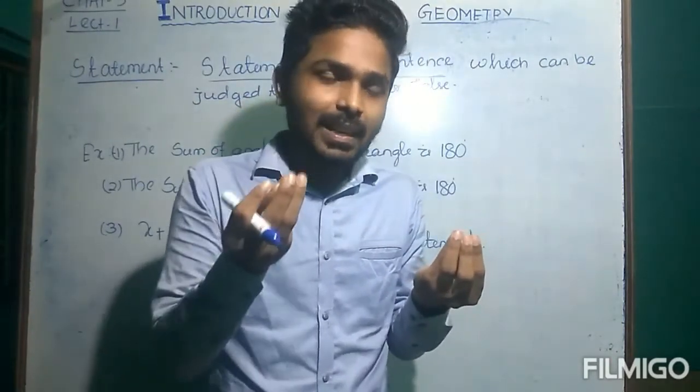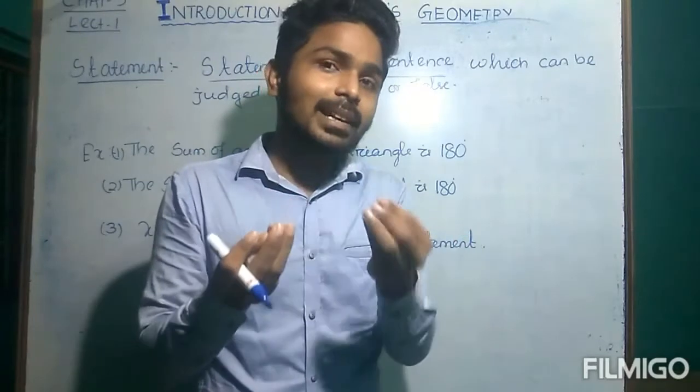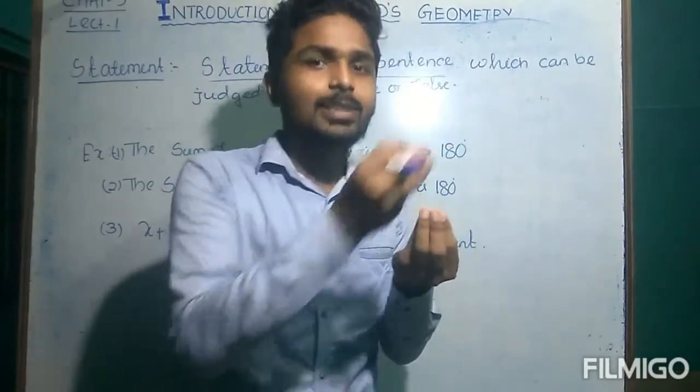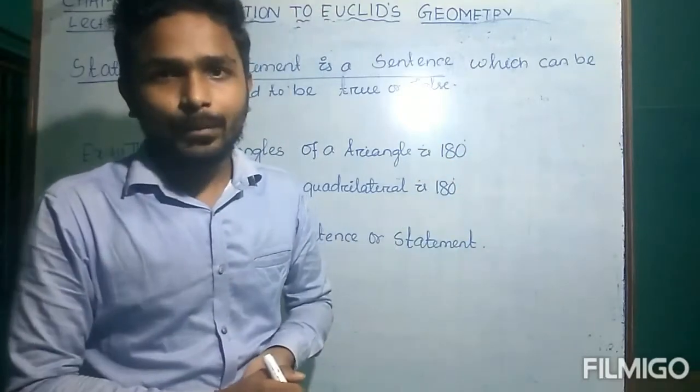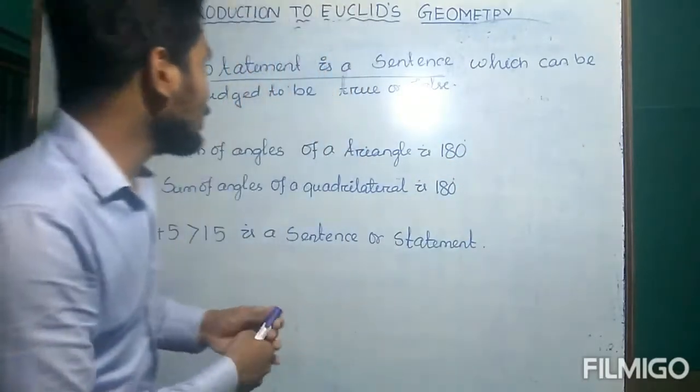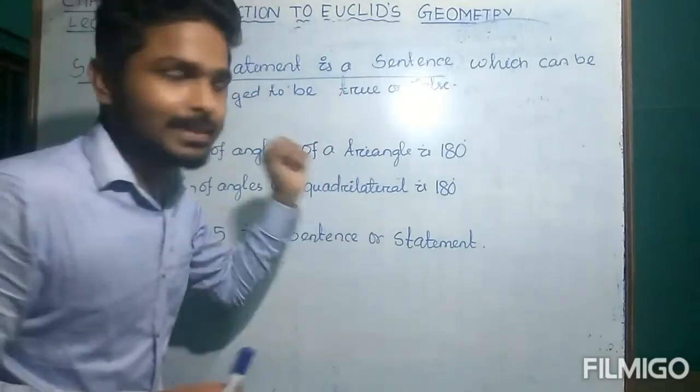A sentence is neutral, but if the sentence has two chances, either it is true or it is false, then it becomes a statement. Understood? Let us give you some examples of a statement.